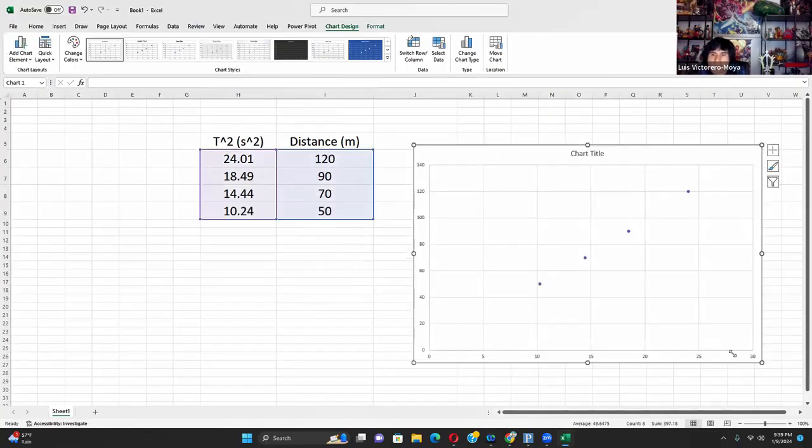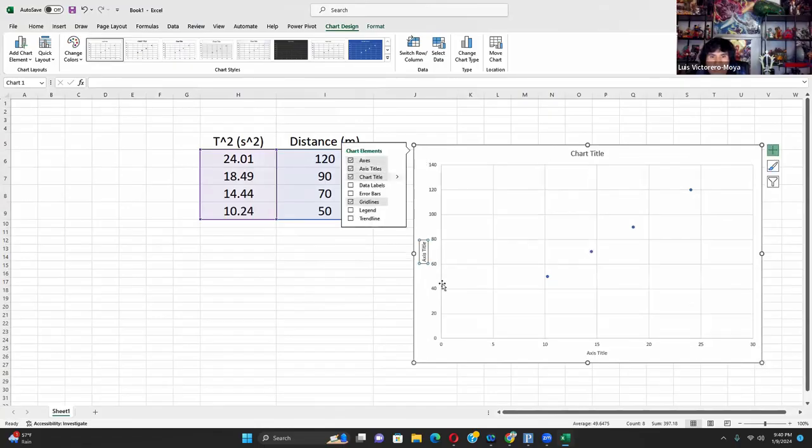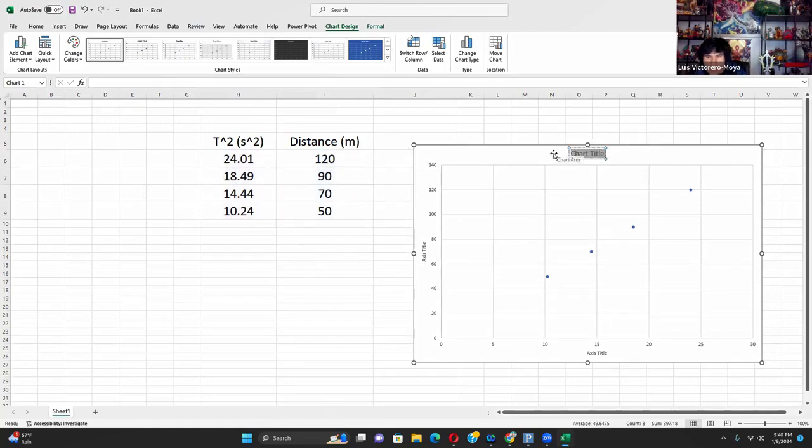Make this big. In the graph, you're expected to have the chart title, the axis titles. So for example, here you will put distance versus time squared for a free falling object. Here you have distance in meters. And here you have t squared in seconds squared.